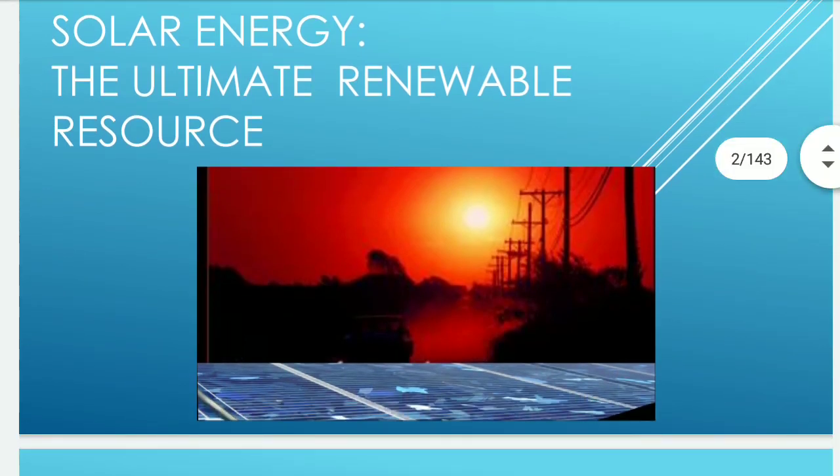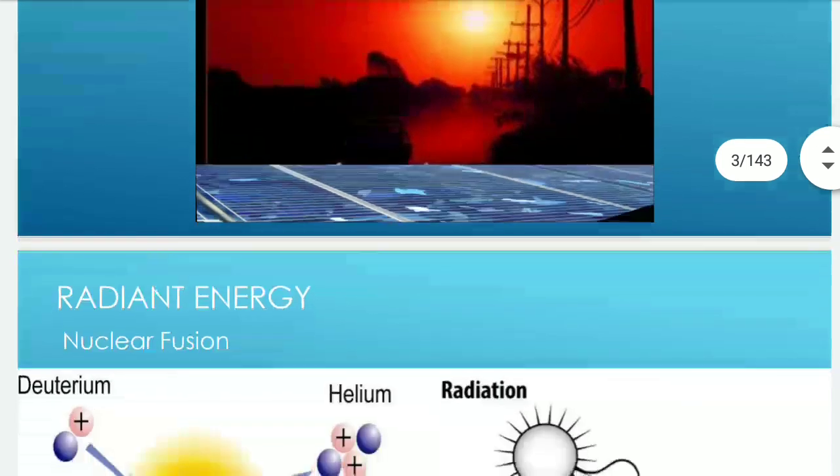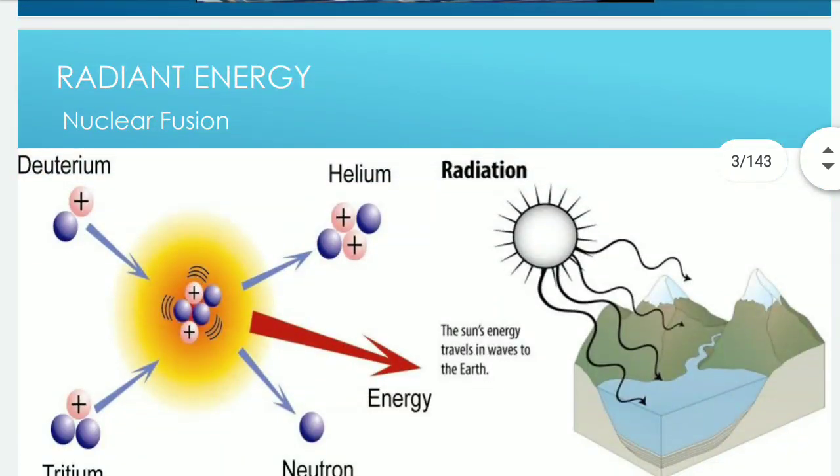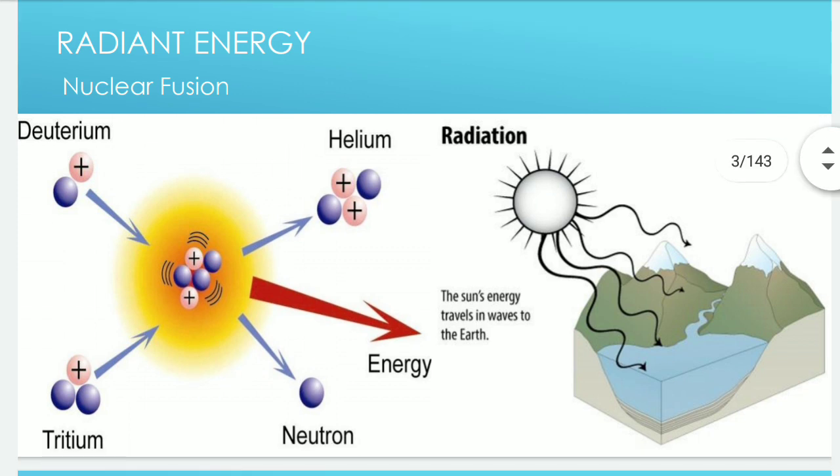If we see my PPT, the sun is the ultimate renewable resource. Second, radiant energy from nuclear fusion. This process occurs with helium, deuterium, tritium, and neutron energy. The sun's energy travels in waves to the earth as radiation.